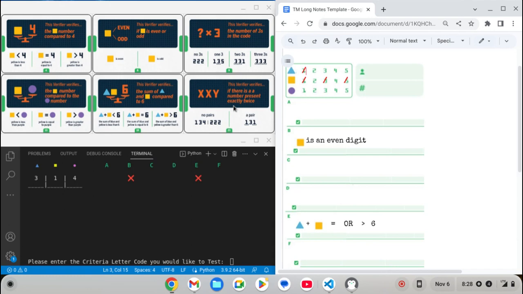Yeah, I'm not sure how I should approach this. We also have that criteria card, if there's a 3 or not. Yeah, let's go ahead and test criteria card F. Okay, so the Turing Machine does approve of my choice. Notice that my proposal 314 has no pairs, so the Turing Machine approves of that.